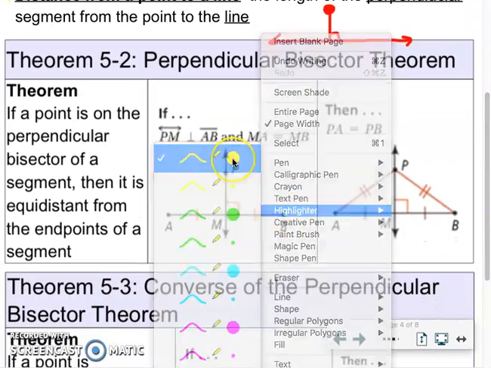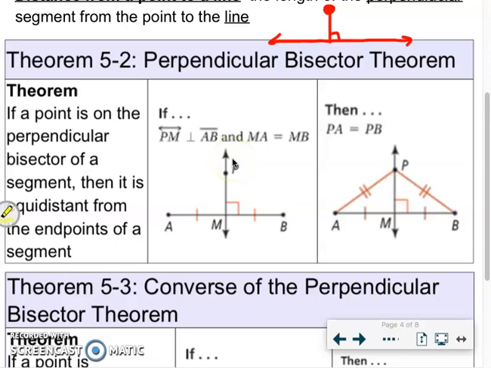So the shortest distance between any 2 points is a straight line, and here we're adding the word perpendicular as well. Okay, here's theorem 5-2, perpendicular bisector theorem. If a point is on the perpendicular bisector, so you have a perpendicular bisector in the picture, if you are on that, then that point, the point P this time, is on the perpendicular bisector. The line PM is cutting AB in half at 90 degrees. That means it is equidistant from the endpoints.